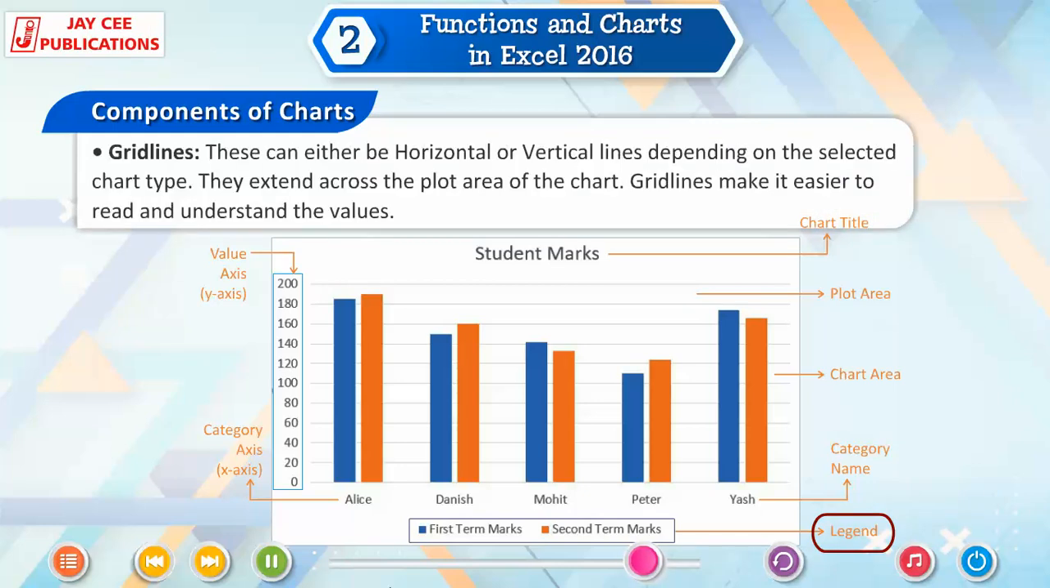Grid lines. These can either be horizontal or vertical lines depending on the selected chart type. They extend across the plot area of the chart. Grid lines make it easier to read and understand the values.